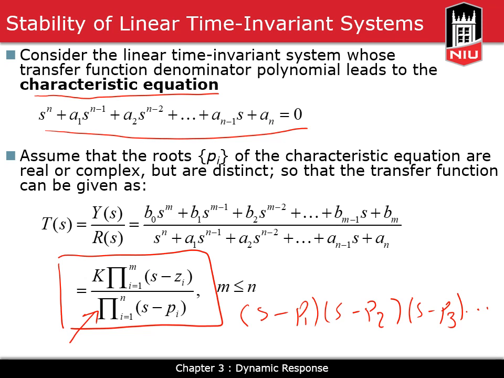The numerator will be similar, except that instead of poles, we will have zeros, zi's, showing up in the numerator. But what matters here is the denominator, s minus p1 multiplied by s minus p2 multiplied by all those other similar factors in the denominator. If you set that equal to 0, obviously you will find p1, p2, p3, and so forth as the poles of the transfer function.